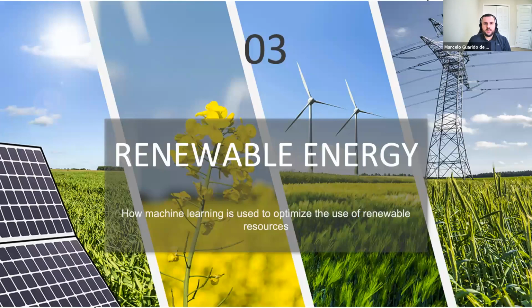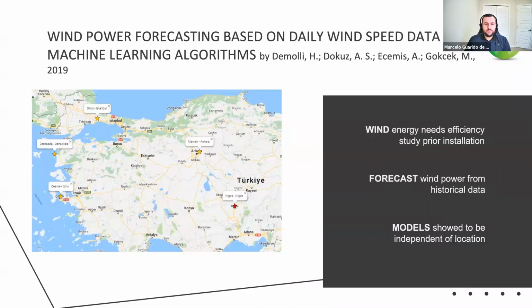And the third part now, we're going to be talking about renewable energy and how machine learning is used to optimize the renewable resources. So you're going to see that they are quite related to weather in general. The first paper is named Wind Power Forecast Based on Daily Wind Speed Data Using Machine Learning Algorithms by Demoli and others from 2019.